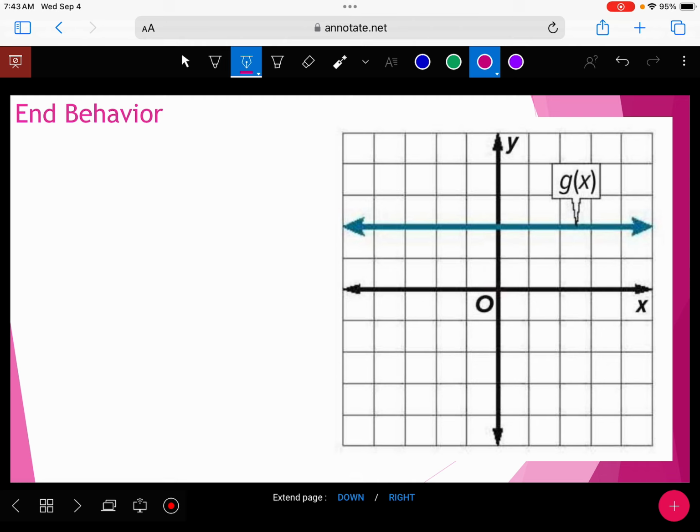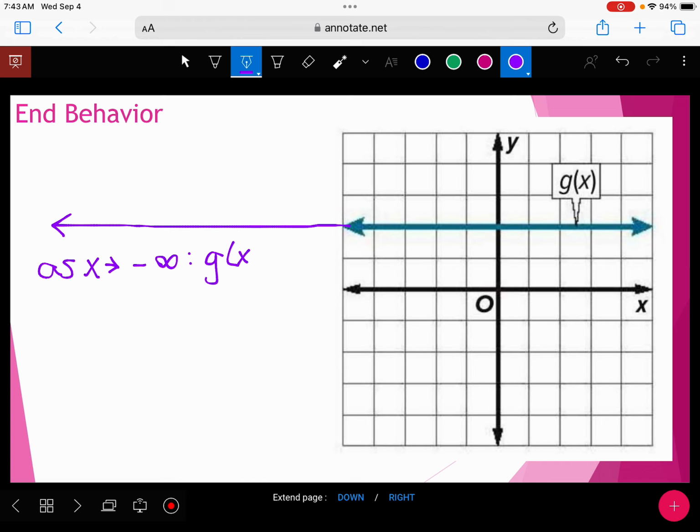Okay, so that's our end behavior for it. We always do the whole sentence, but instead of infinity, it's going to be that 2. Because as my x gets super duper small, it's staying right here at 2. So as x approaches negative infinity, I started with left, my g of x, because it has a name, it's Greg, Greg approaches 2. It is stuck at 2. It's going to be 2 forever and ever and ever.